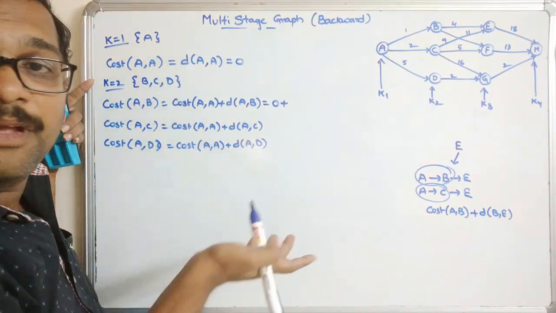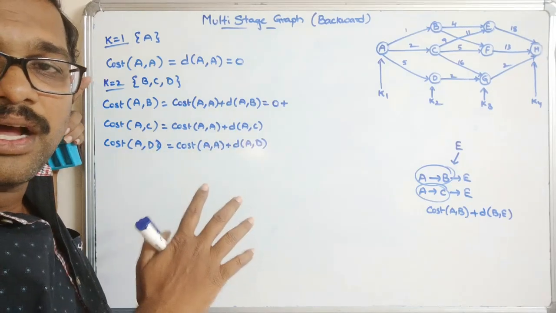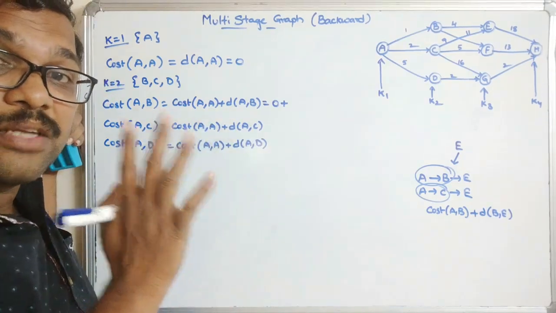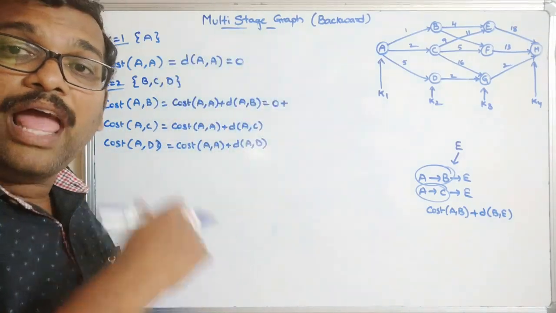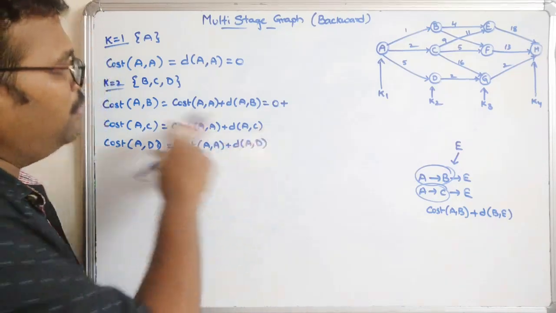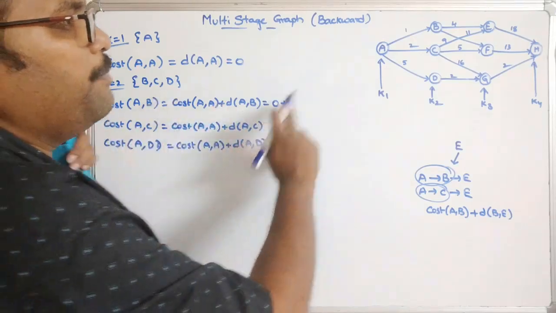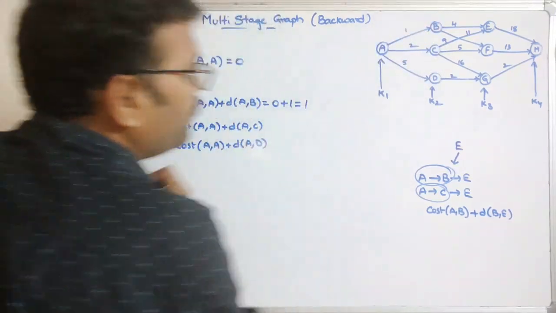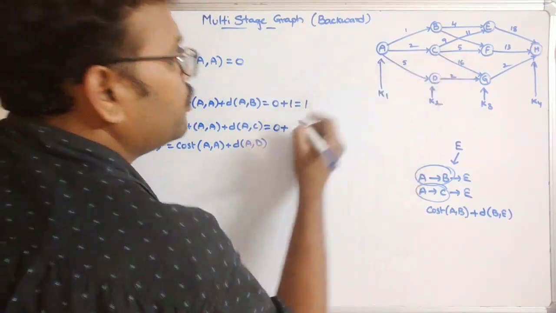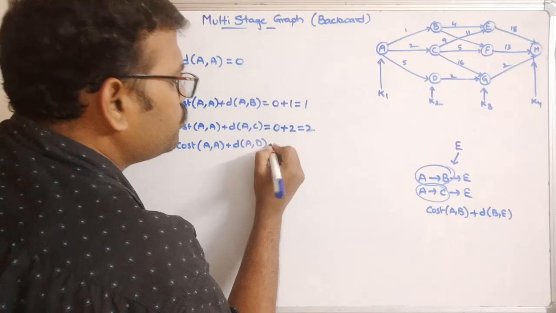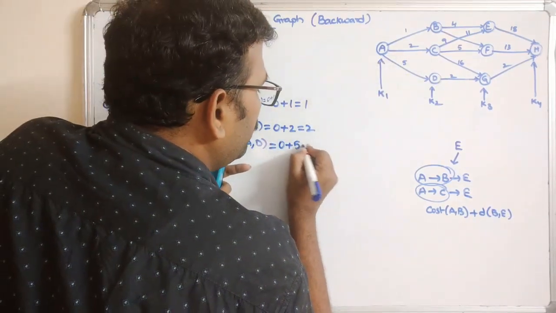That is dynamic programming. The complete problem is divided into different sub-problems, and each sub-problem is solved and the solution is saved in memory, in order to avoid recalculation. Cost of A comma A is already computed, which is 0, plus distance of A and B, which is 1, so finally 1. Here cost of A to A is 0 plus distance of A to C, which is 2, so it is 2. And again cost of A to A is 0 plus A to D, which is 5, so it will be 5.